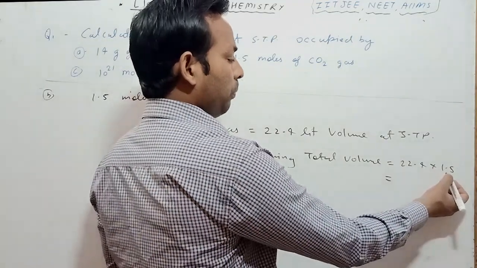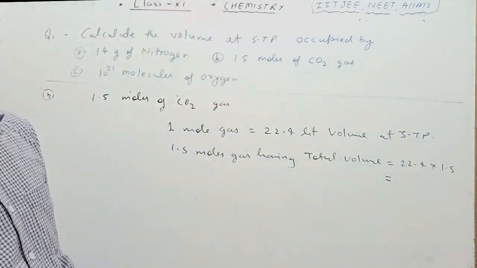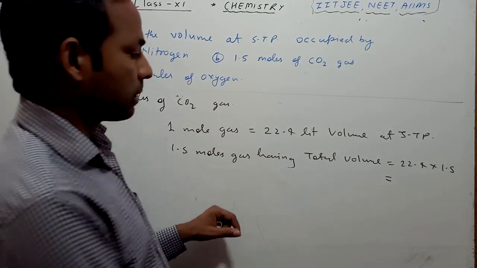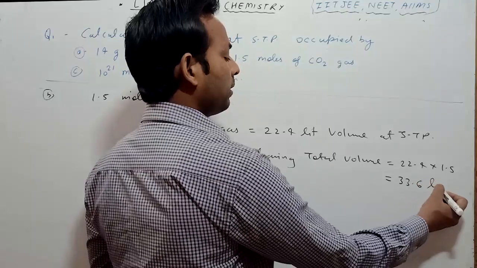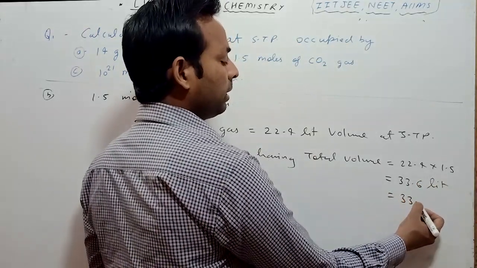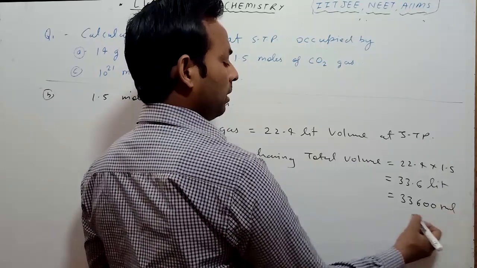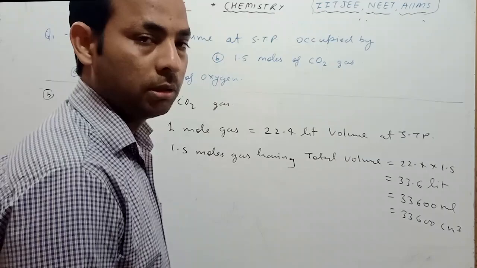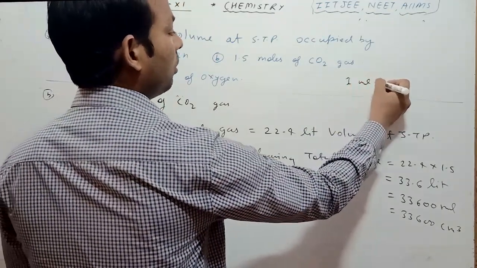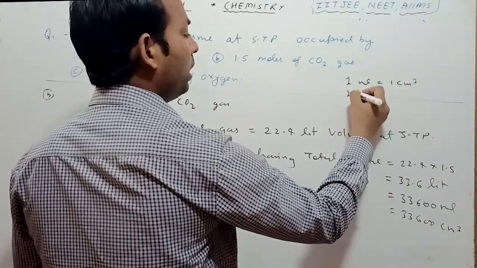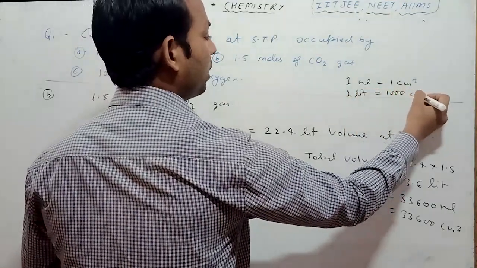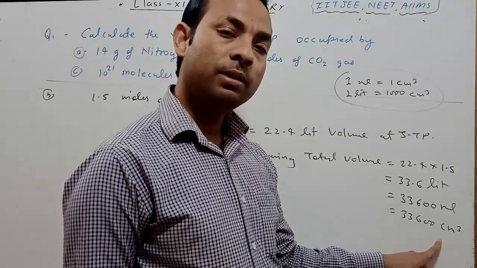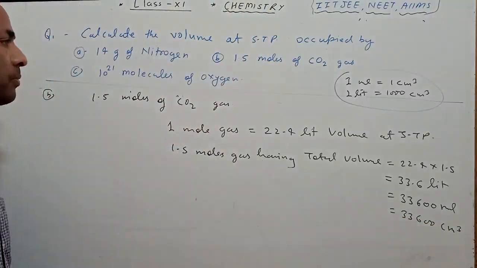Now multiply, the value will become 33.6 liter, or 33,600 ml, or 33,600 centimeter cube. 1 ml equals 1 centimeter cube. 1 liter equals 1000 centimeter cube. That's why I have written it also in the form of ml and centimeter cube. So this is your answer to the second question.